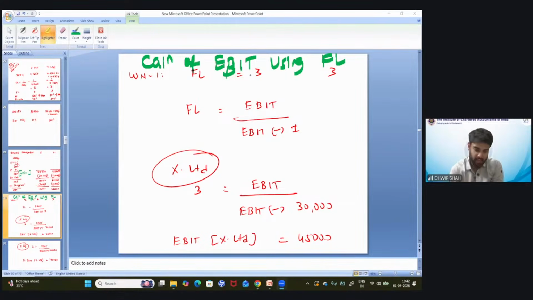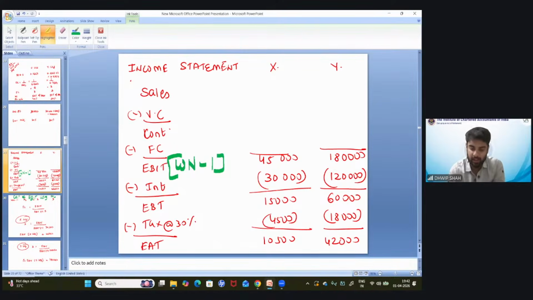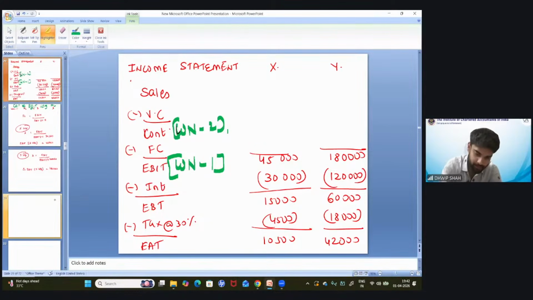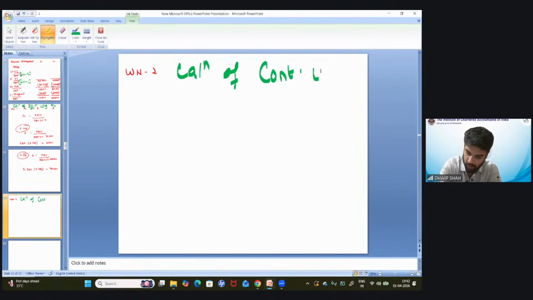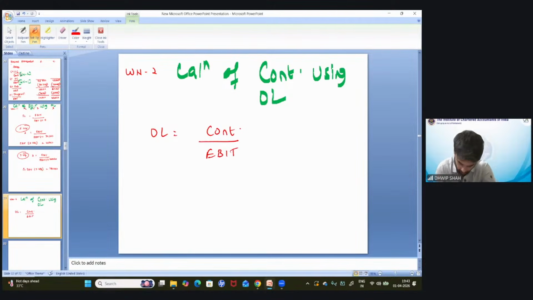Now can I say I have EBIT? I have operating leverage, so I can easily find the contribution amount. Why? Because operating leverage is nothing but contribution upon EBIT. So from working note number 2, we will calculate contribution. Working note number 2, calculation of contribution using operating leverage. OL is nothing but contribution upon EBIT. For X Limited, OL is 6, contribution I don't know, EBIT I know, 45,000.